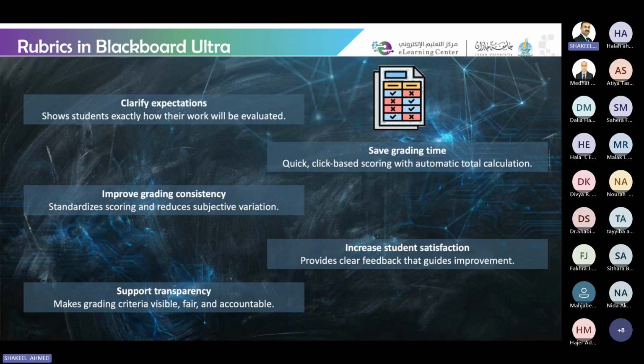Rubrics give much more clarity to both teachers and students on how grading is done. They help set expectations from the start, so the students know exactly what is required from them. At the same time, they save a lot of grading time because scoring becomes quick and structured. They also improve consistency, so every student is evaluated fairly. In the end, rubrics bring transparency and give meaningful feedback, which helps students improve and feel more confident about their results.